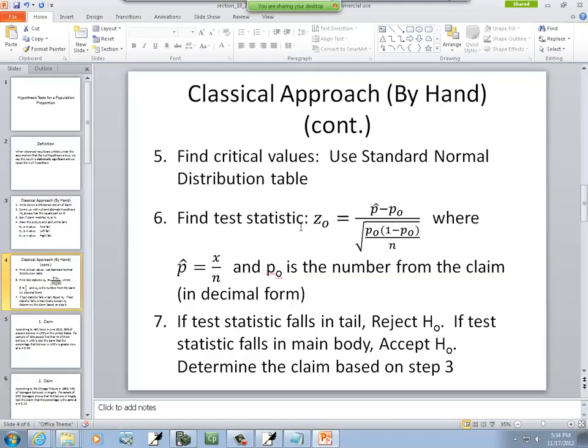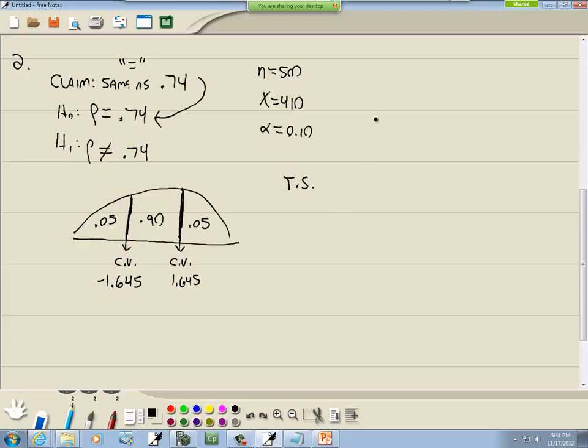Next step. Find the test statistic using this formula. Well, we need p hat. P hat is x over n. So we've got 410 over 500.